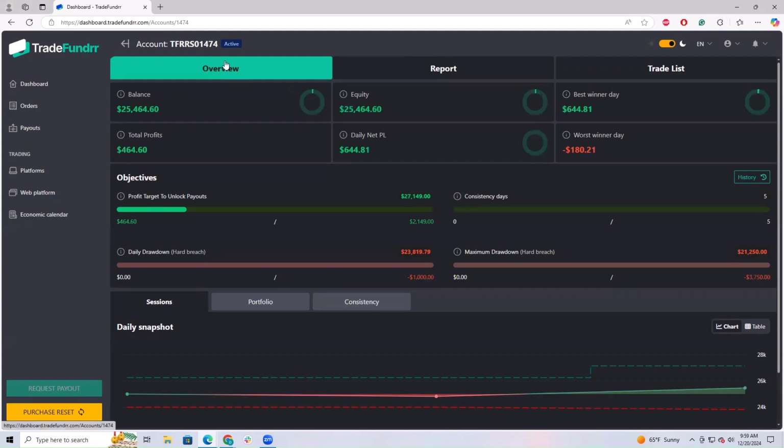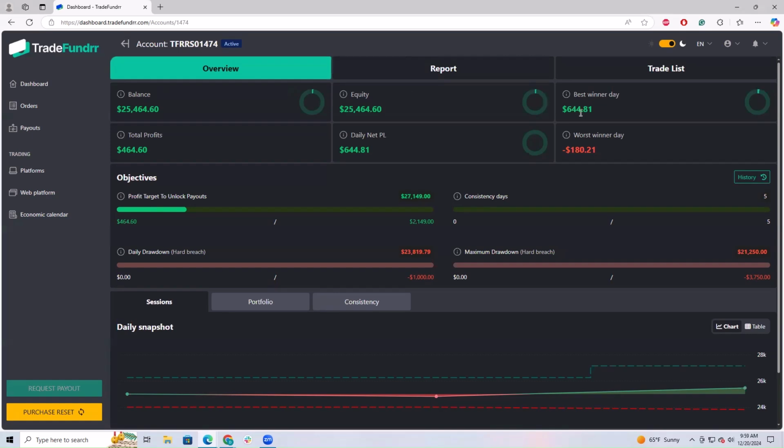Starting with the details on the left, you have your account balance. That is the realized account balance. That's important to note because it's different than equity. Equity is going to include the P&L from any unrealized trades.